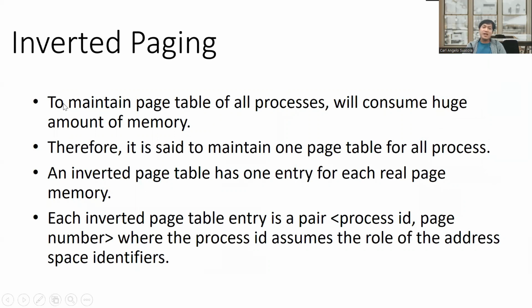So inverted paging: to maintain a page table for every process will consume a huge amount of memory. Therefore, it is said to maintain one page table for all processes. So an inverted page table has one entry for each real page of memory. Each inverted page table entry is a pair: the page table will have a process ID and page number, as indicated for inverted paging, where the process ID assumes the role of the address space identifier.